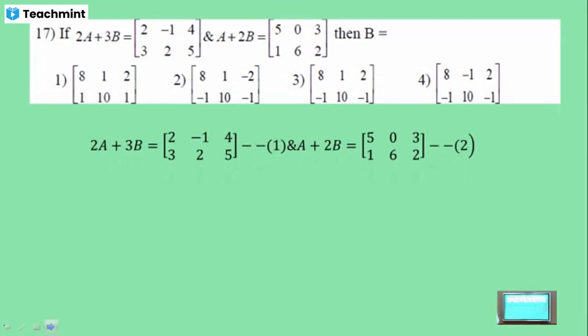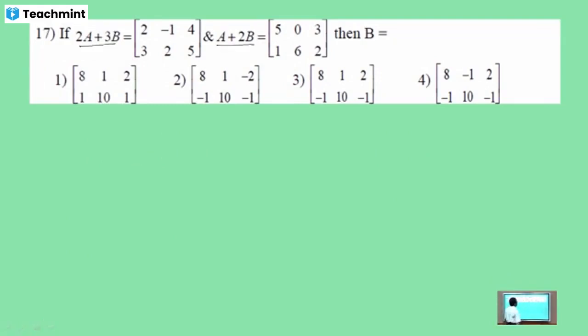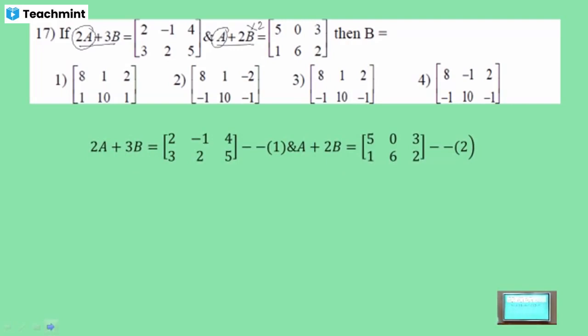Now again, two matrices are given. One is 2A plus 3B, another is A plus 2B. Then the matrix B is equal to... We have done a problem like this earlier. Similarly here, taking this, here 2A is there, here A is there. After simplification A gets eliminated, means this second equation I have to multiply it by 2. When I multiply that one by 2, I will get what? 2 into A equal to 2A, 2 into B equal to 4B.